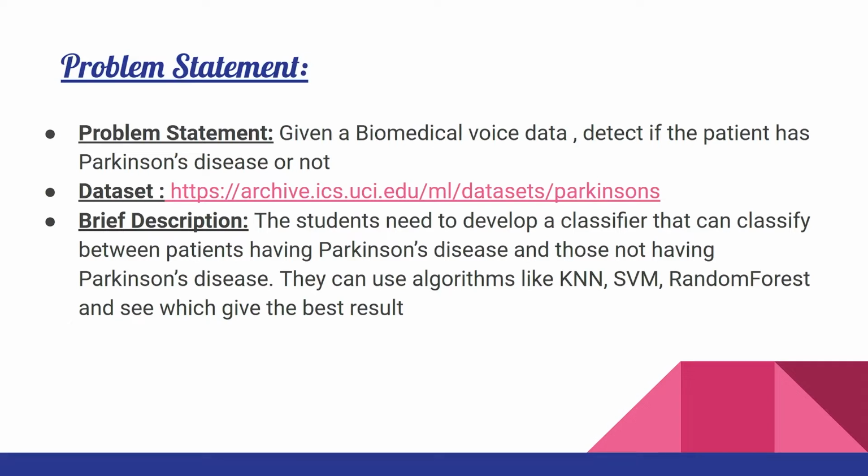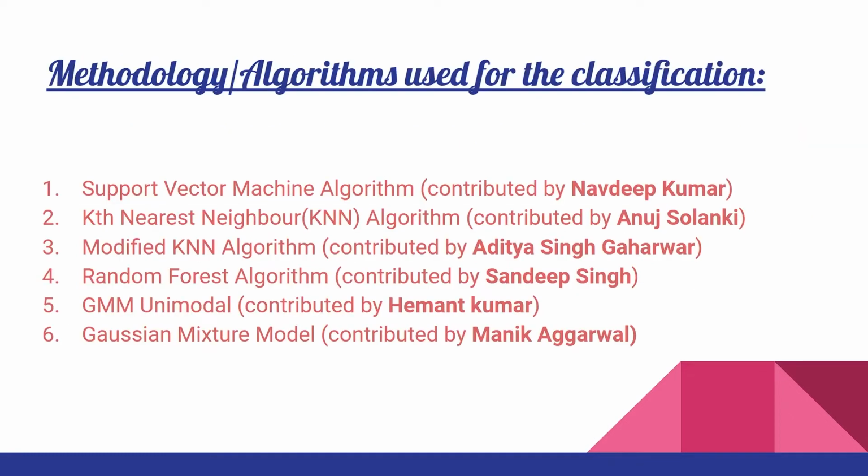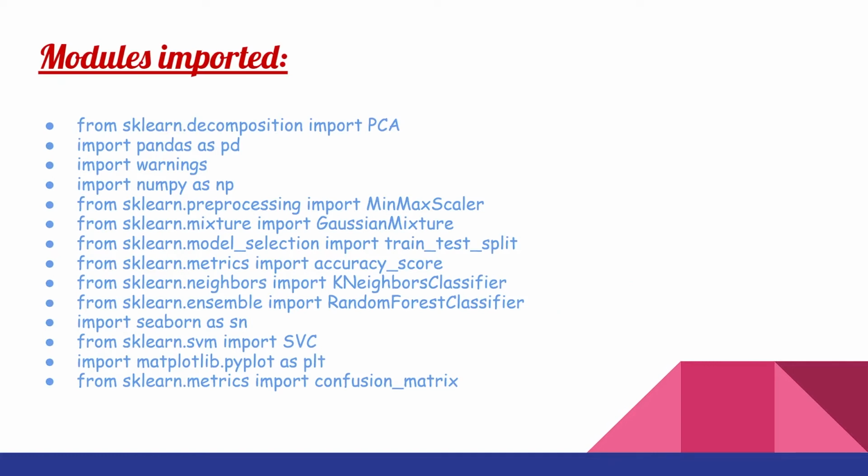So basically we have to classify data using different algorithms like KNN, SVM and random forest and compare their accuracy for classification. So these are the different algorithms used in our project. First is the support vector machine algorithm by Navdeep Kumar, KNN algorithm by Anush Solanki, modified KNN algorithm by Aditya Singh Gehrbar, random forest algorithm by Sandeep Singh, GMM unimodel classification by Himant Kumar, and Gaussian mixture model classification by Manik Agarwal. So these are the modules which we have imported in our Python file for proper working of our code.